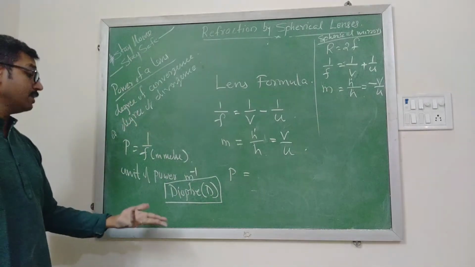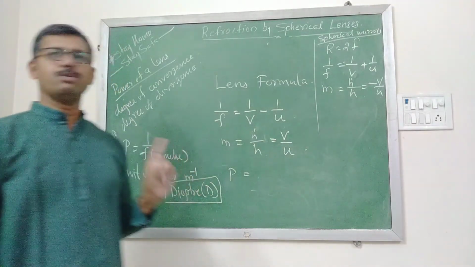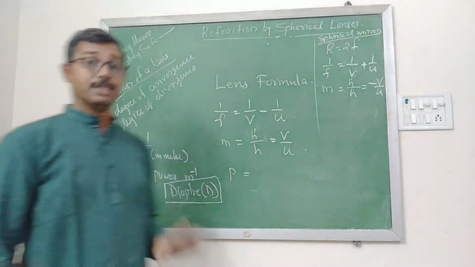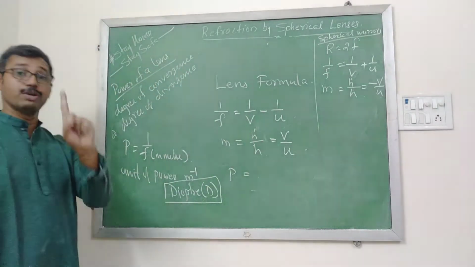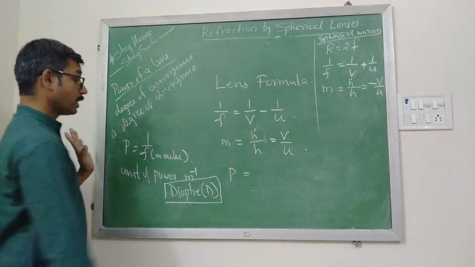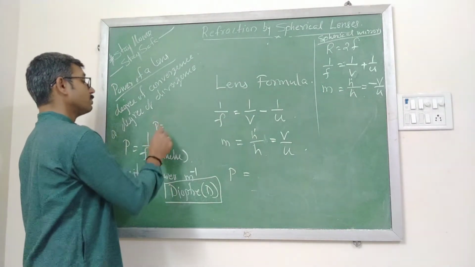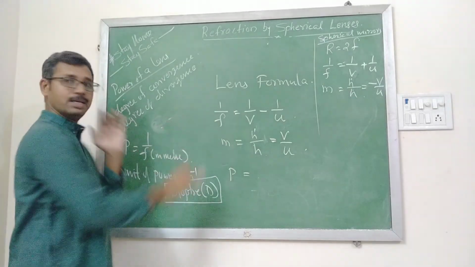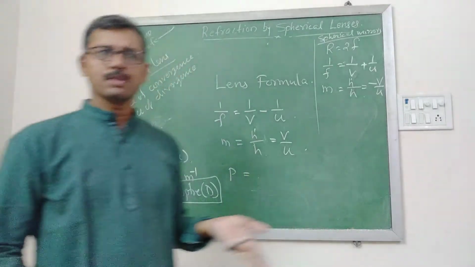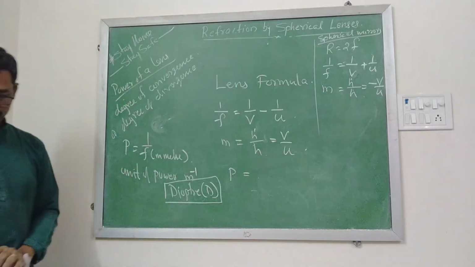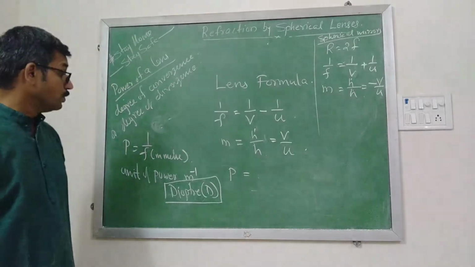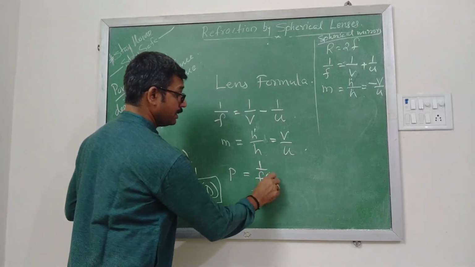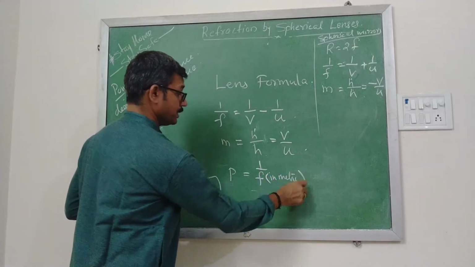How will you define one diopter? The power of a lens is said to be 1 diopter if its focal length is 1 meter. Then P is equal to 1 upon f, with focal length 1 meter, so that is one. Sure, all of you? So one more formula, P is equal to 1 upon f, f very important, it must be in meter.